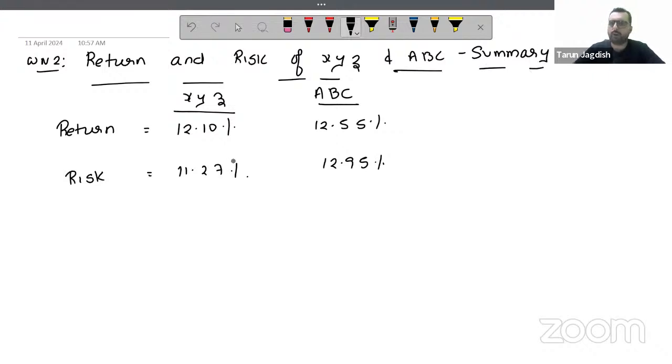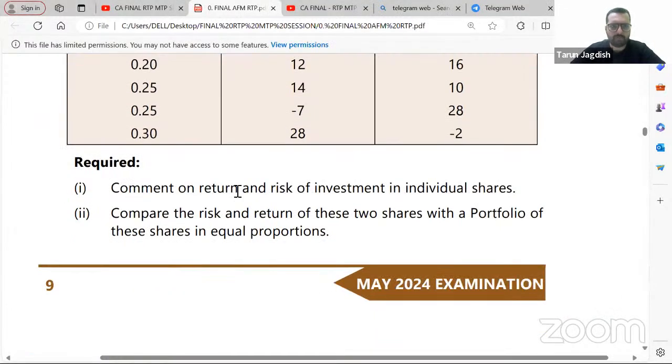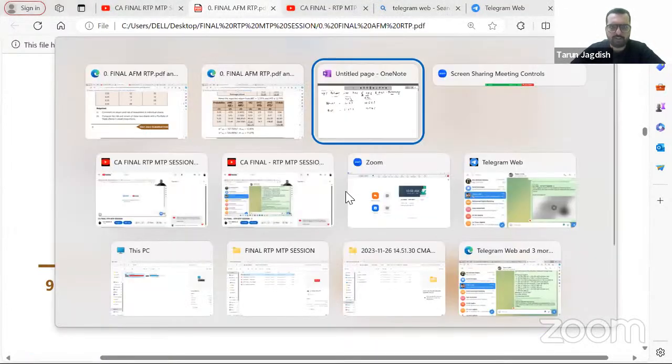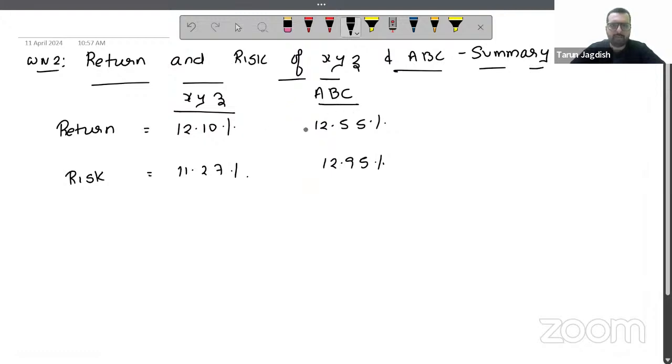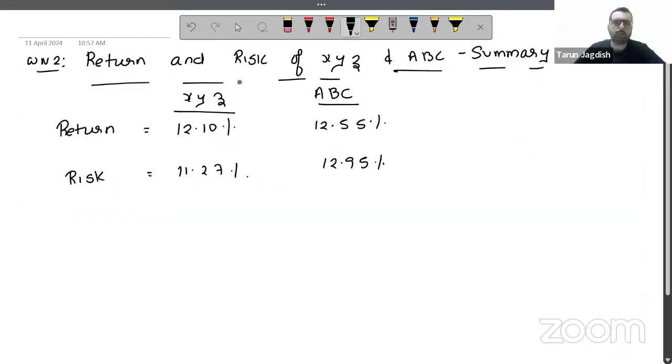Okay. So once you write down this in your books, let's read the next part of the question. Comment on the risk and return. So friends, look at this. ABC has a higher return, but ABC also has a higher risk. Am I right? Okay. Compare the risk and return of these two shares with the portfolio of these in equal proportion. So friends, now they want you to find out the combined return and the combined risk.